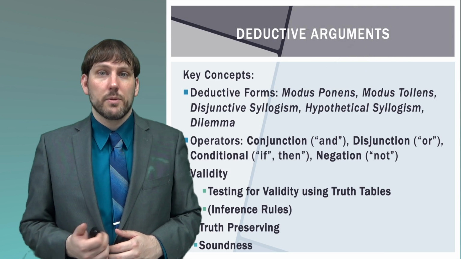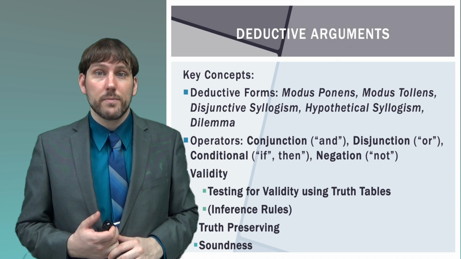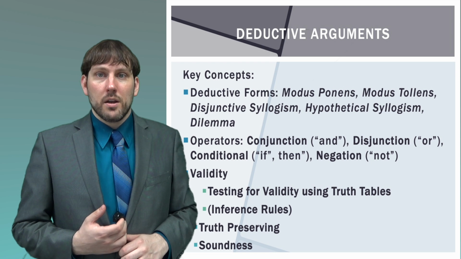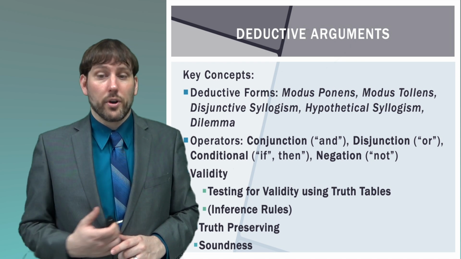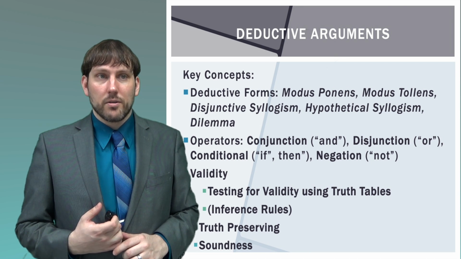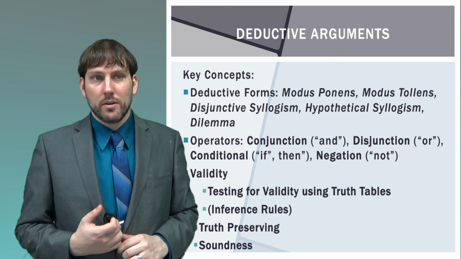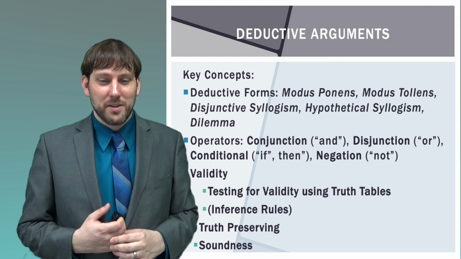In the deductive arguments that we looked at before, some of our key terms were the deductive forms. Modus ponens: if it is hot, then Dr. K is sweating. It is hot, therefore Dr. K is sweating. If it is snowing, then Dr. K will not drive. Dr. K will not drive, therefore it is not snowing.